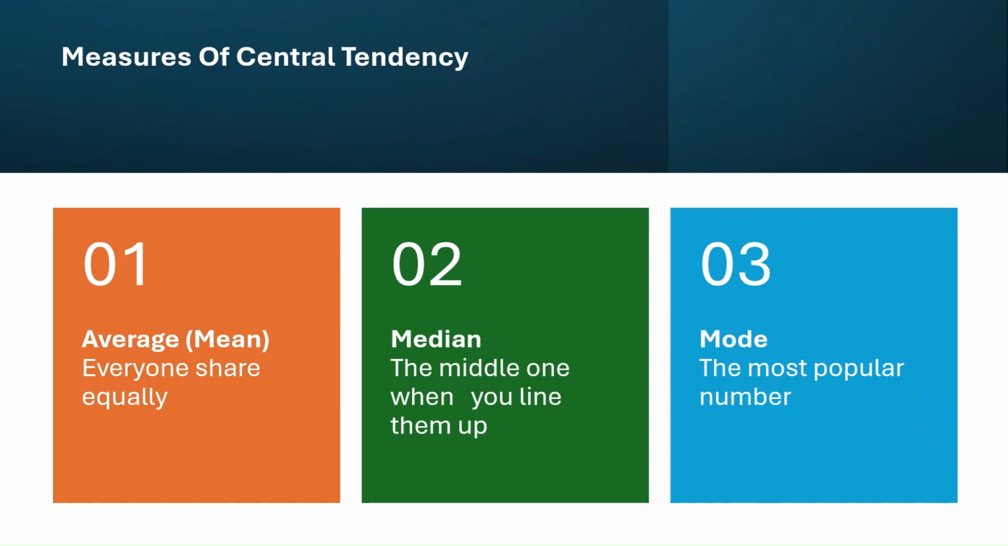Now let's go back to median. Median is just the middle number when you line them up either in ascending or descending order. Now, the mode is the most popular number, the most occurring number in a range. That's the mode. Let's now go into Excel and see how we can calculate them in Excel.